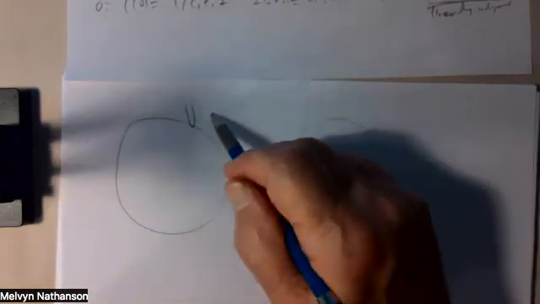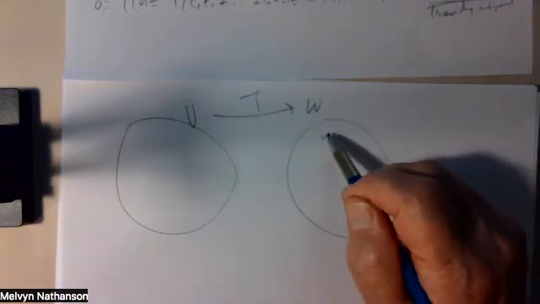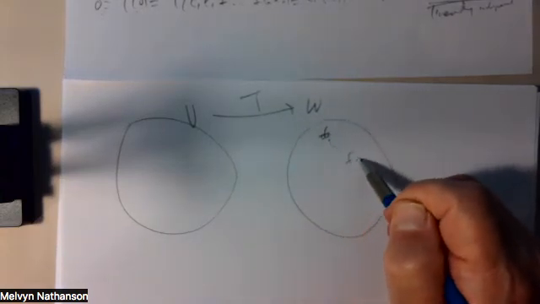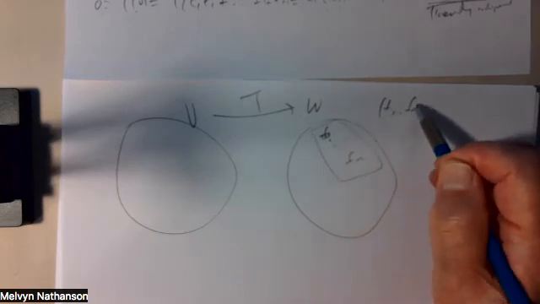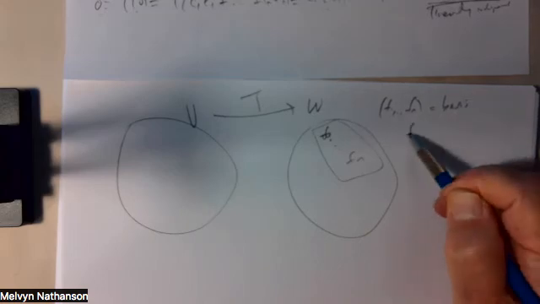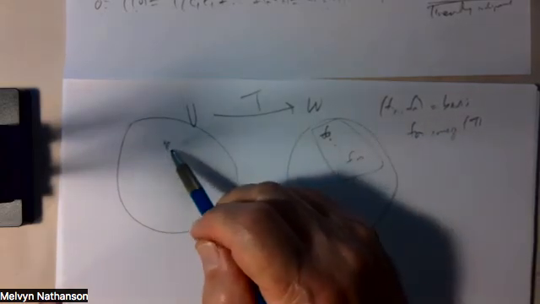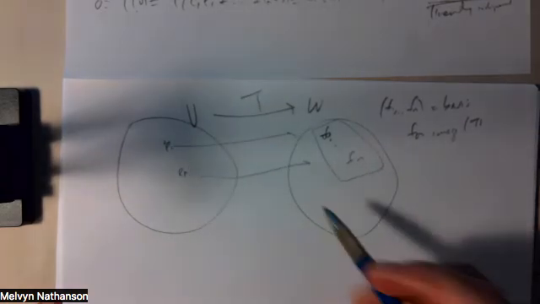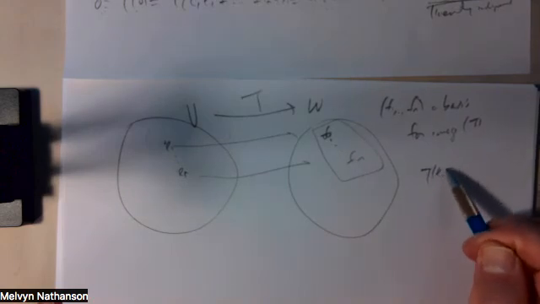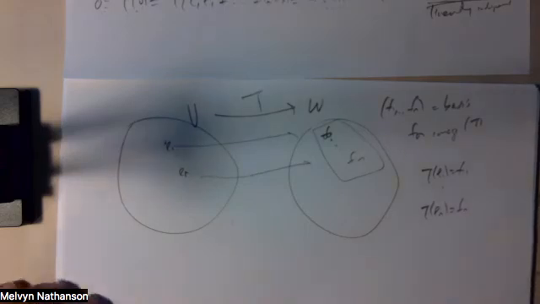So again, I like pictures. I have T sends V to W. Over here, I have the vectors f1 up to f sub r, which are a basis for the image of T. I have E1 up to E sub R back in V, where T of E1 equals F1 and so forth, down to T of ER equals F sub R.